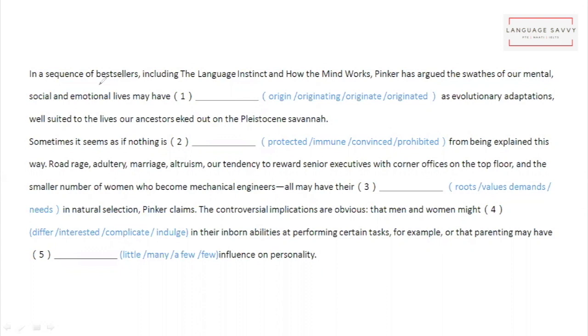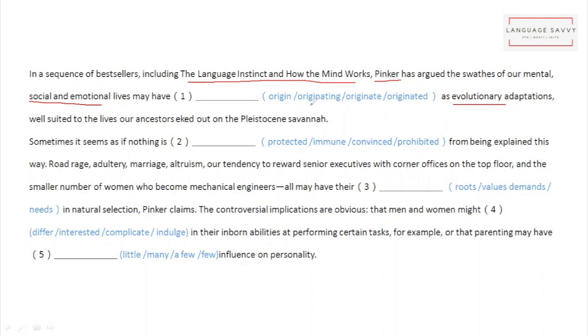So let's begin. In a sequence of bestsellers including The Language Instinct and How the Mind Works, Pinker has argued the traits of our mental, social, and emotional lives may have dash as evolutionary adaptations. So from the first line, we can see that Pinker is a writer, and in his book The Language Instinct and How the Mind Works, he talks about mental, social, and emotional lives and how it has something to do with evolution.